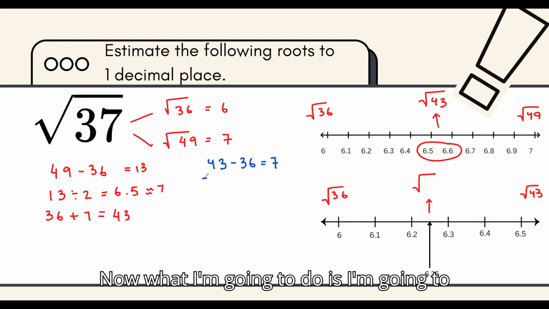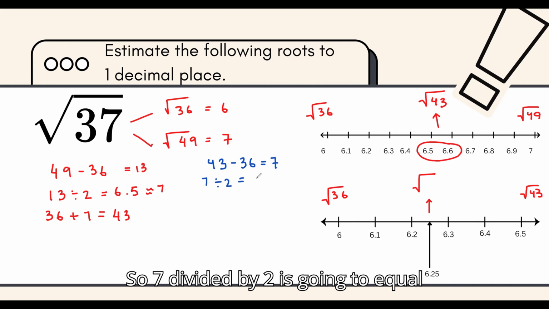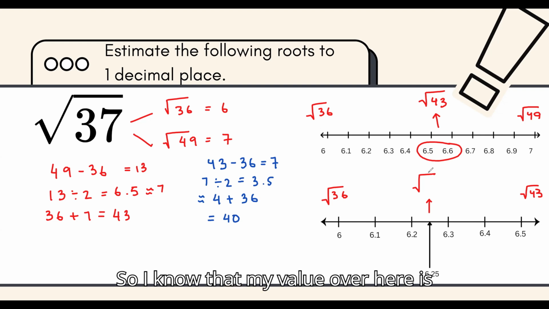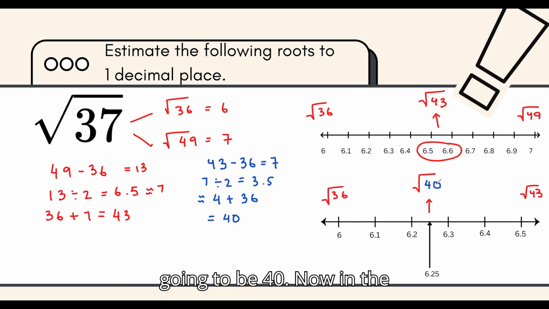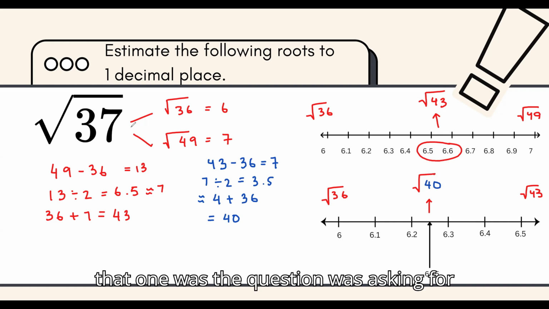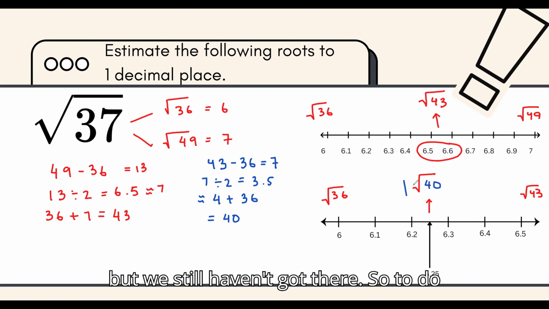Now I'm going to divide 7 by 2. So 7 divided by 2 is going to equal 3.5. And I'm going to round 3.5 to 4. Now I'm going to add 4 to 36, which will equal 40. So I know that my value over here is going to be 40. Now in the previous question, we got 11 over here, and that was what the question was asking for. But this time, our question is asking for the answer of under root 37, and we still haven't got there.